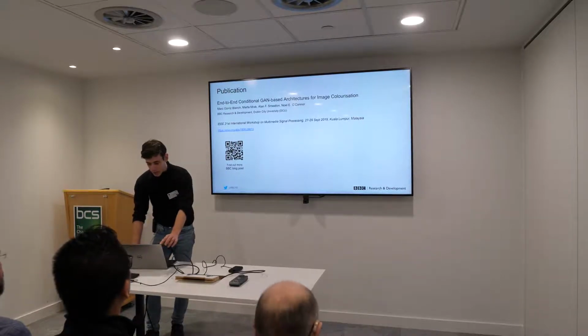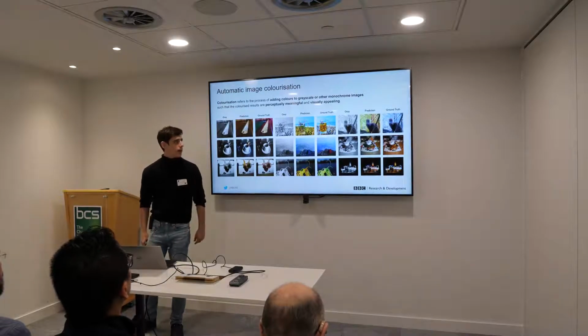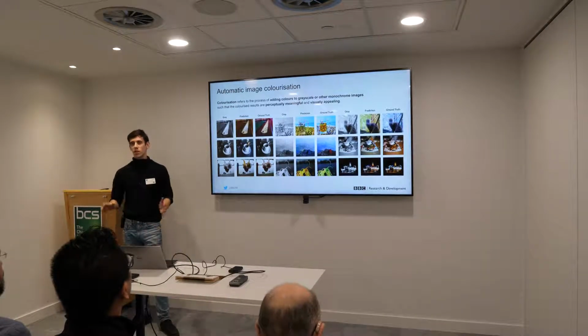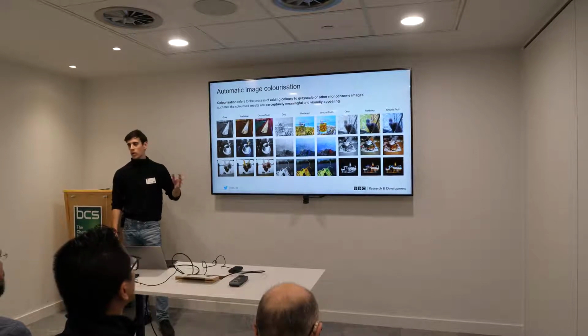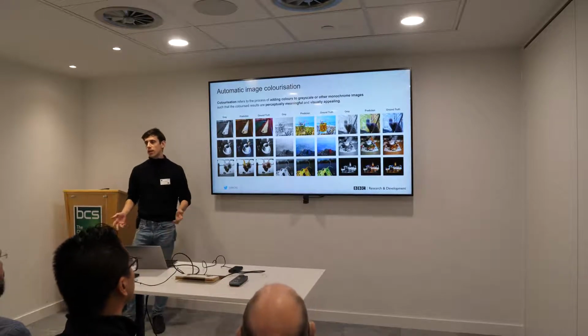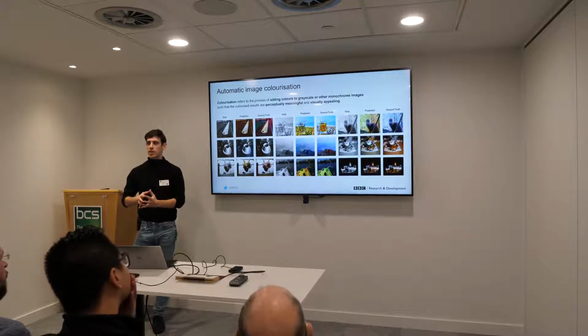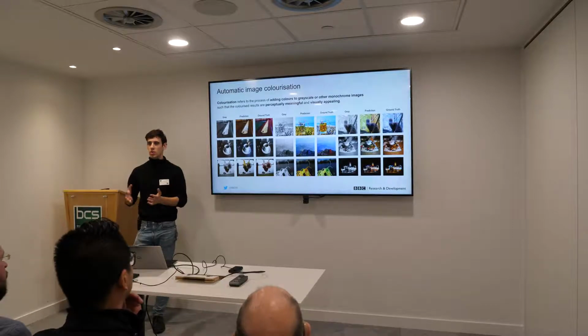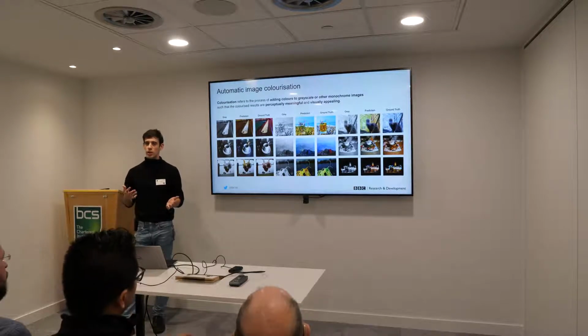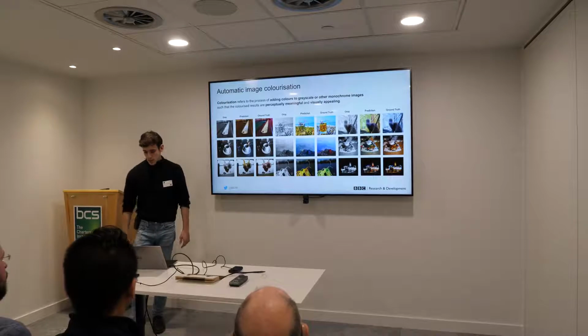So first of all, just to quickly introduce what is colorization. Colorization is the process of adding colors to grayscale or other monochromatic images in order to get some visually appealing results. The aim is not to get the real colors, because we have a grayscale input image. The aim is to get results that are realistic and perceptually correct for people.